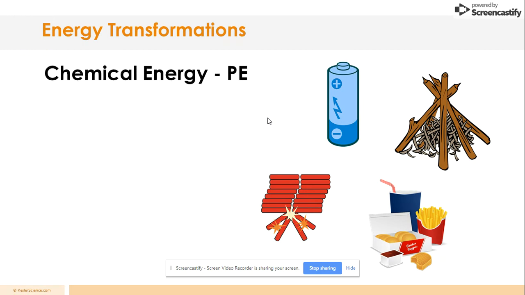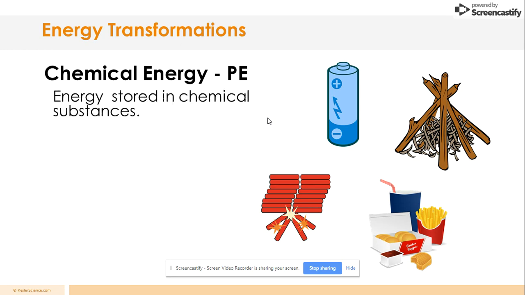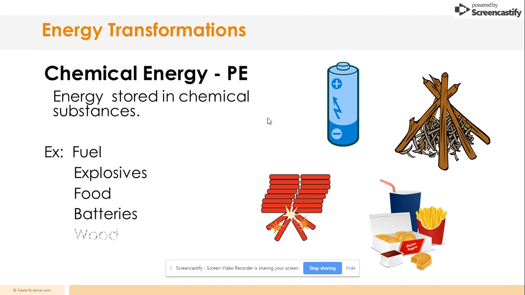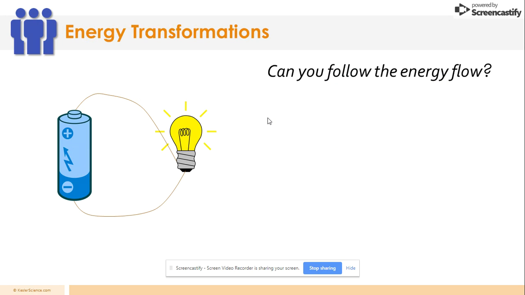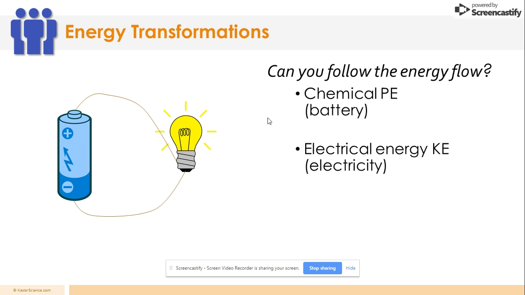Chemical energy has potential energy. The energy is stored in chemical substances, like for example, fuel, explosives, the food you eat, batteries, or even wood, which will burn in your campfire. Can you follow the energy flow? Here we see the chemical energy in a battery converting to electrical energy as those electrons flow through the wire and into the light bulb, which eventually converts into radiant energy or light.